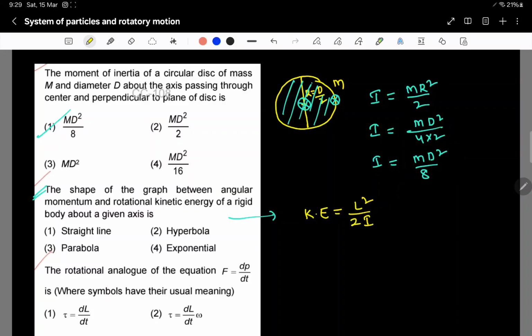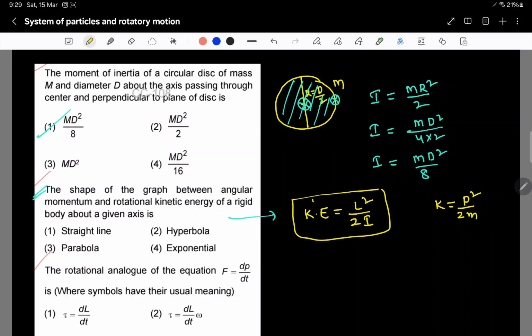How it will come: normal translational kinetic energy K equals P square by 2m. So here P is nothing but angular momentum L, linear momentum becomes angular momentum. The rotational analog of mass is moment of inertia I. So kinetic energy equals L square by 2I.